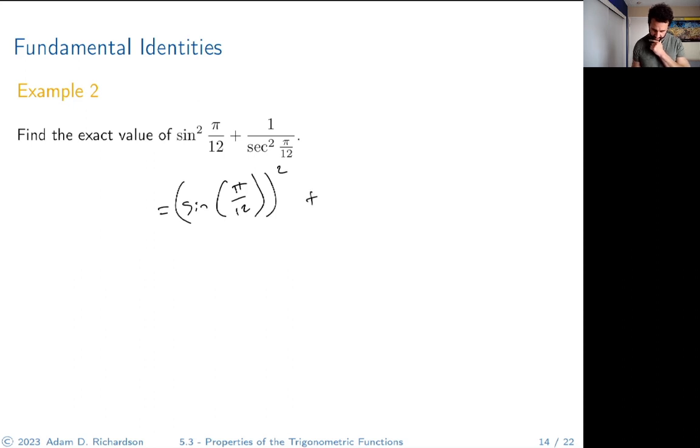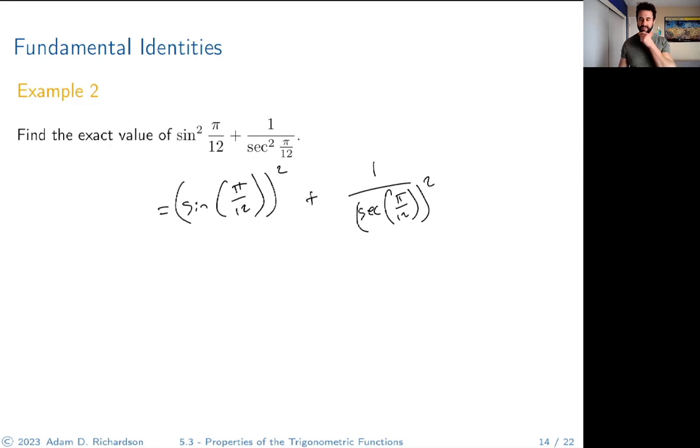And then here, I see this as 1 over secant of pi over 12, squared. Okay, so now maybe you can actually see, this is one of the reasons we tend not to include all of these extra parentheses. This is why we like to use that cleaner notation, but in this case, it might make things a little bit easier to see. So we've got sine of pi over 12 squared, and then we have 1 over secant squared.